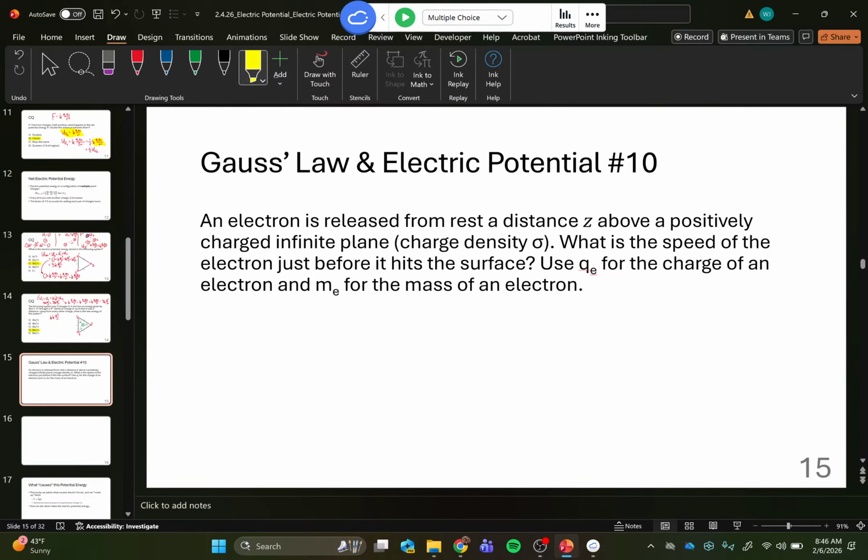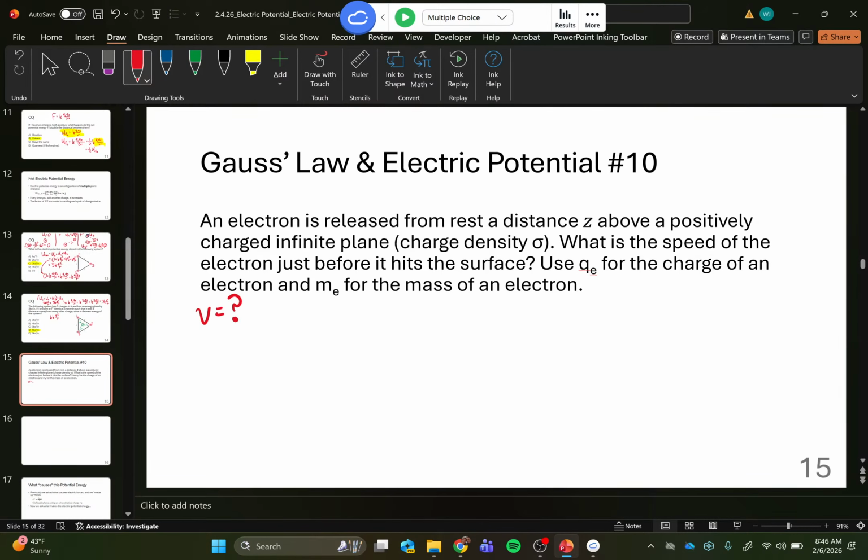All right, so let's look at this problem. An electron is released from rest a distance z above a charged infinite plane with a charge density given by sigma. What is the speed of the electron just before it hits the surface? Use QE for the charge of the electron and M for the mass of the electron. Okay. That's crazy. So what are we solving for?